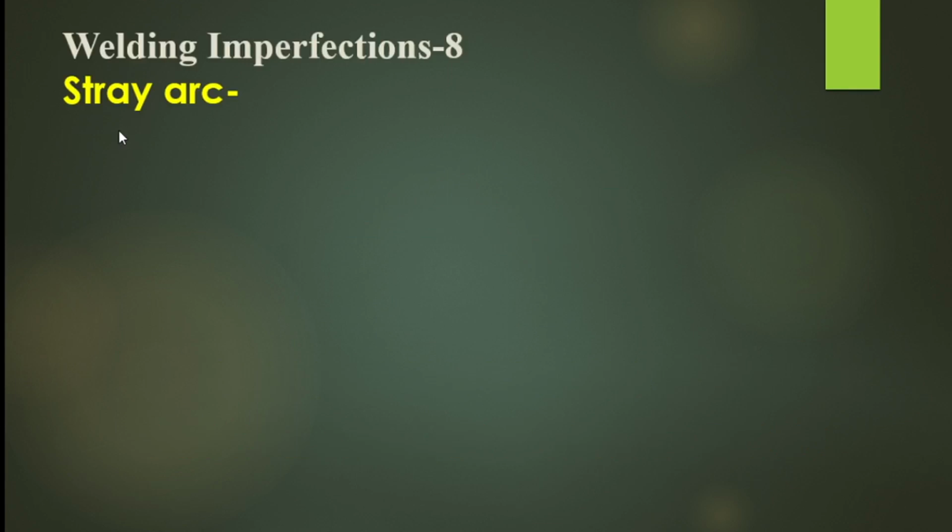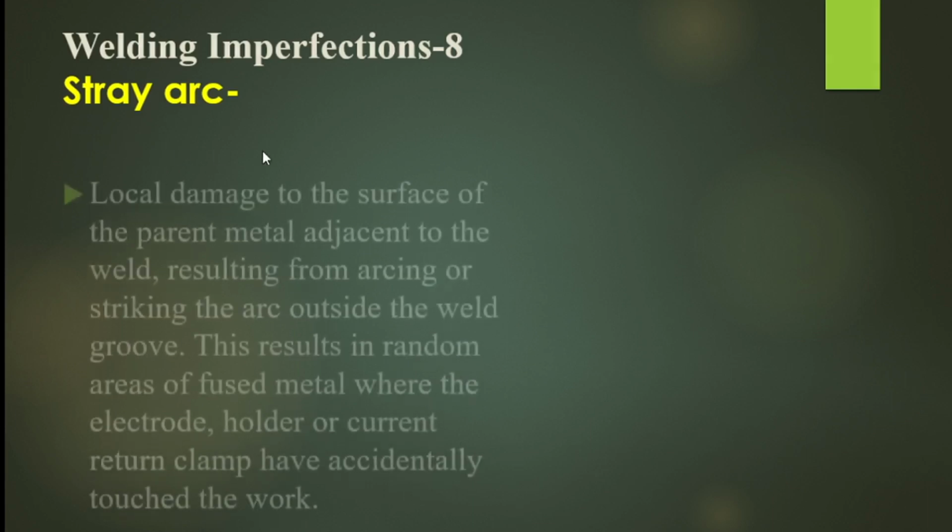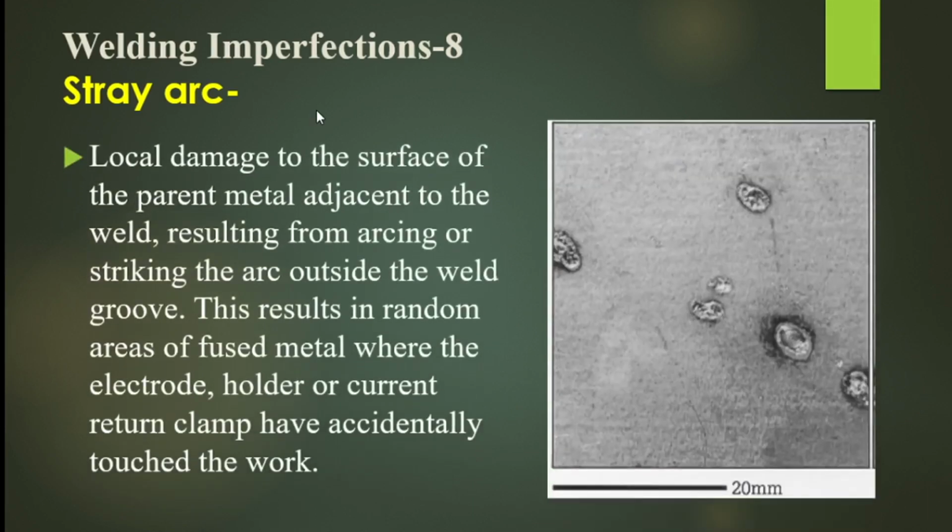So first, the stray arc. What is the stray arc? Normally in the workplace we call it arc strike, but actually it is called the stray arc. Stray arc is the local damage to the surface of the parent metal adjacent to the weld, resulting from arcing or striking the arc outside the weld groove. This results in a random area of fused metal where the electrode holder or current return clamp has accidentally touched the work. So why is this caused?